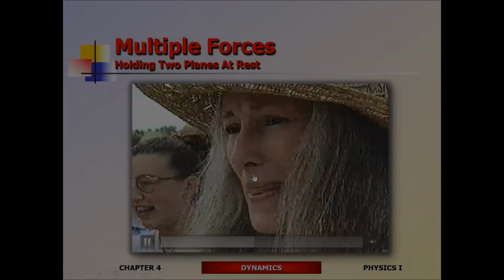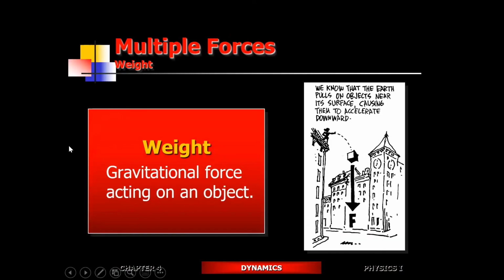Remember, weight is the force of gravity acting on a mass. That's it. So the gravitational force acting on an object is known as weight.